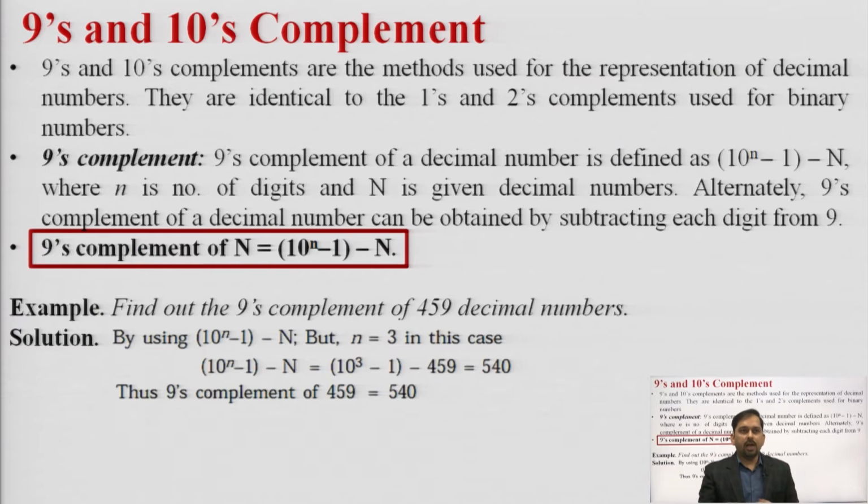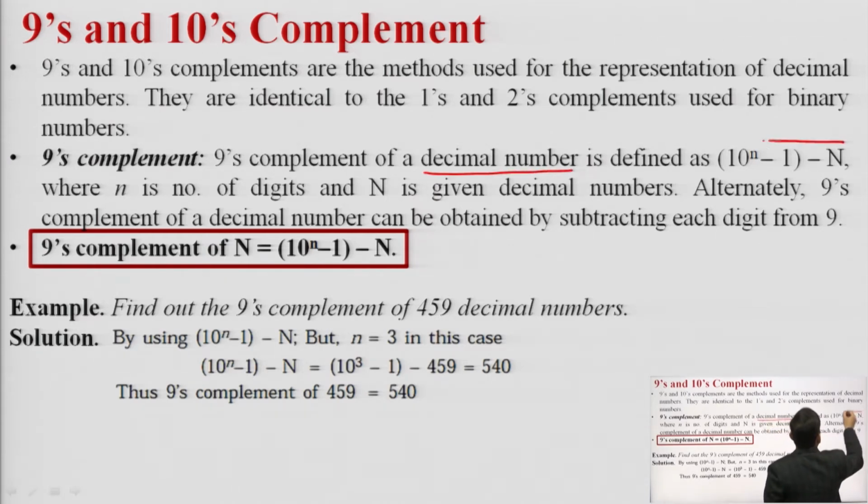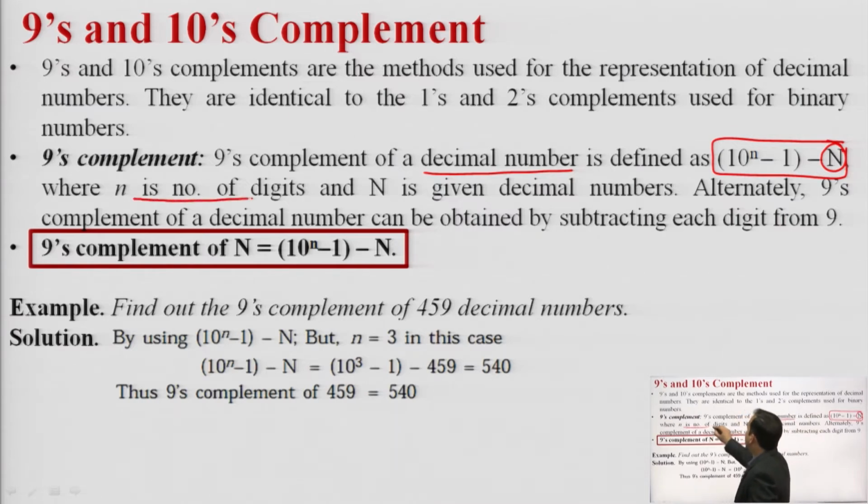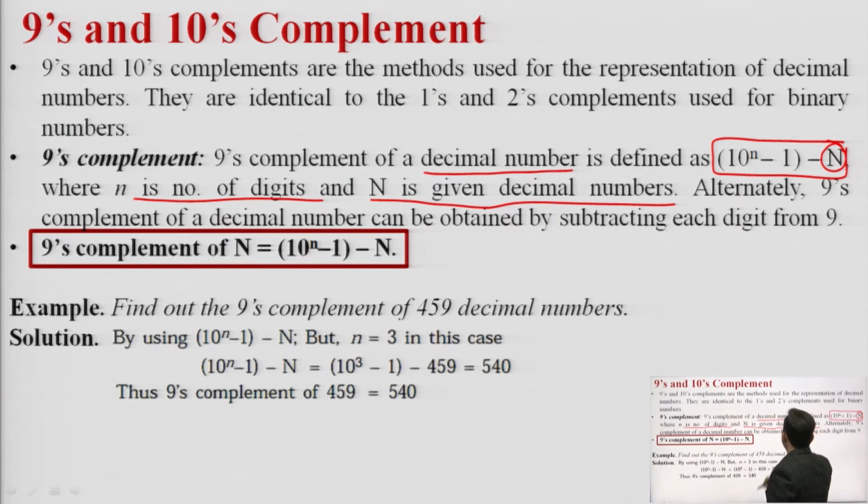We can have any kind of complement; we can have a third complement, a fourth complement also. We'll see the r's and (r minus 1)'s complement also. First is the 9's complement. The 9's complement of a decimal number is defined as (10 raised to power n minus 1) minus N, where n is the number of digits and capital N is the given decimal number.